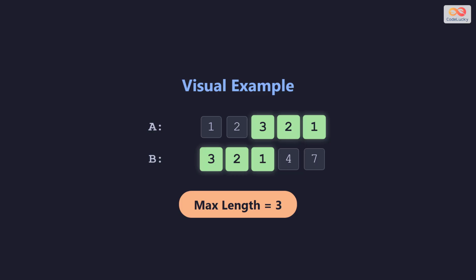Here is a visual representation. We have array A and array B. If we inspect them closely, we can see that the sequence 3, 2, 1 appears in both arrays. This sequence has a length of 3. Since no other common sequence is longer, our answer for this example is 3.